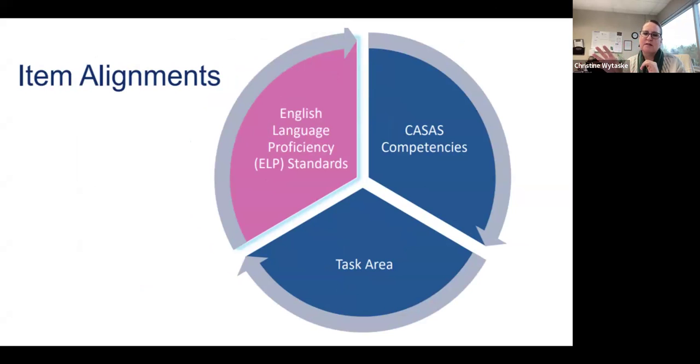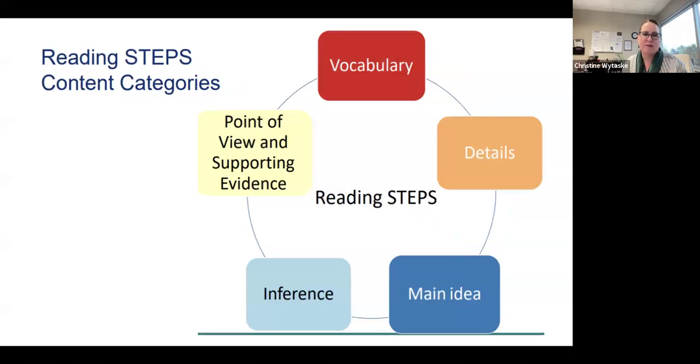There's the CASAS competencies, and then there's the specific task area. So my next couple of slides are going to walk us through each of those categories to get a little bit more information. And if something comes up in the chat and you need to interrupt me, please feel free to do so. Otherwise, we will have a chance at the end to talk about it.